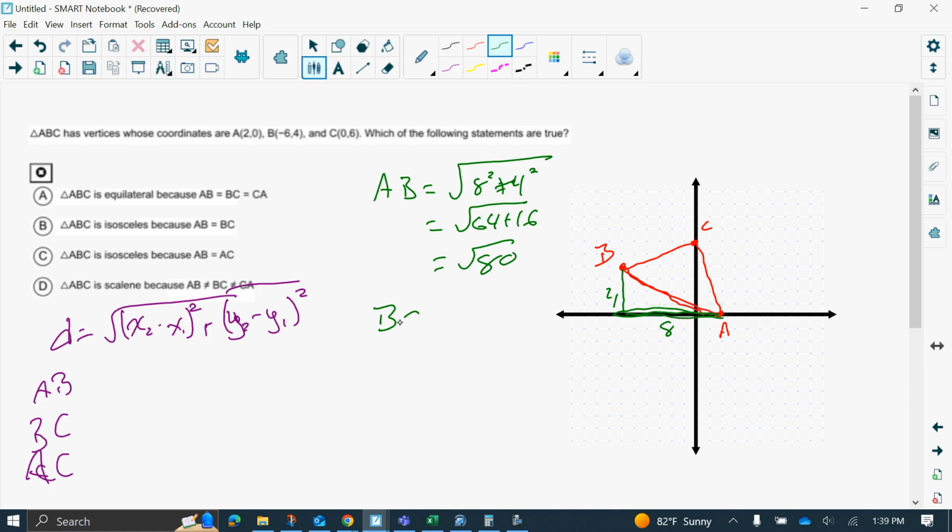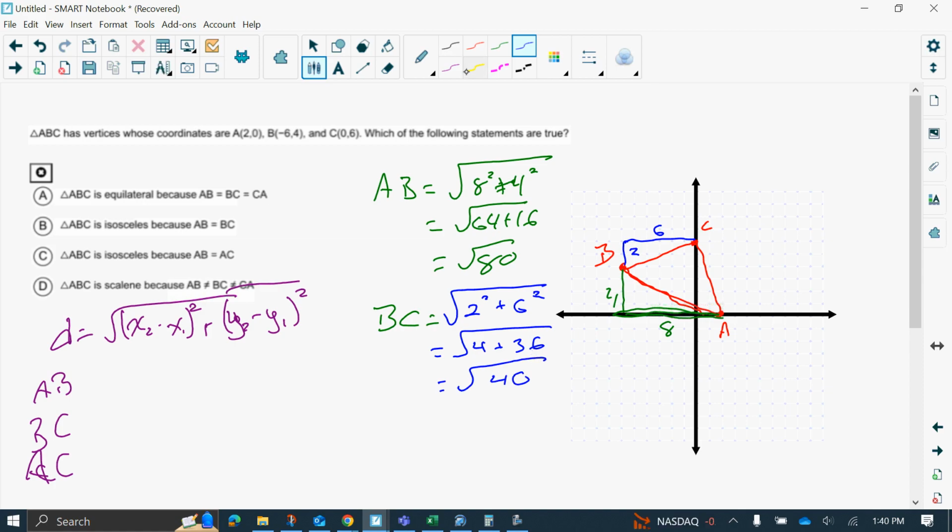And now I'm going to do BC. Well, for BC, I go up 2 and over 6. So 2 squared plus 6 squared. And so that's 4 plus 36, which is 40. And now I'm going to do AC.